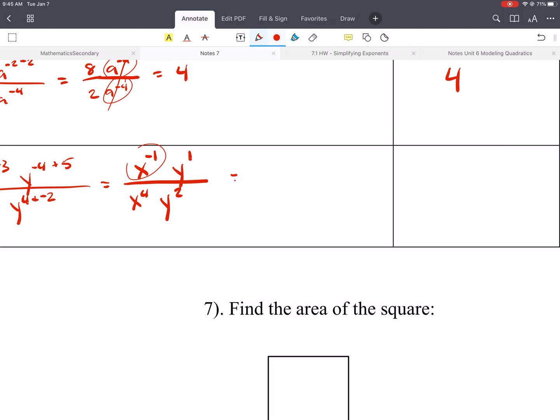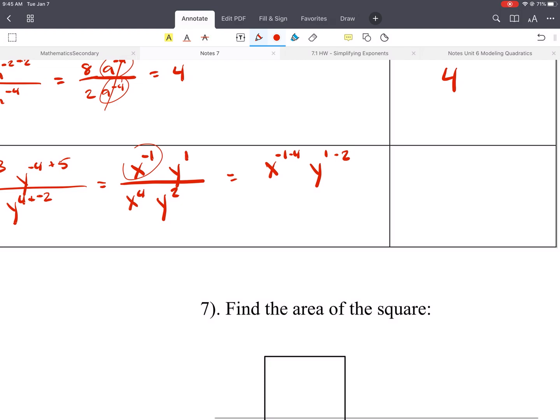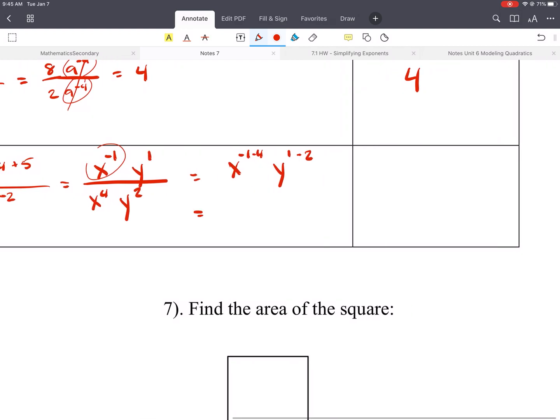Okay, so that gives us, well, let's do it using division. So we'd do x to the negative 1 minus 4, and here we'd get y to the 1 minus 2. Okay, that ends up giving us x to the negative 5, y to the negative 1, and then we need to take care of those negative exponents. So we'd want to bring them down to the bottom, and we'd get 1 over x to the positive 5th and y to the 1.